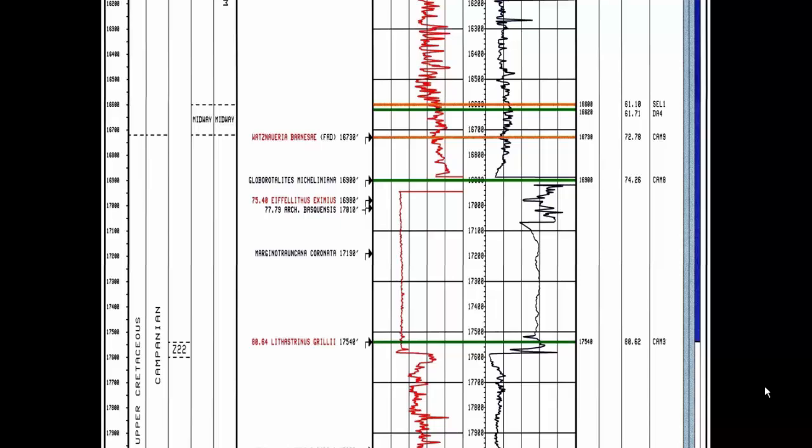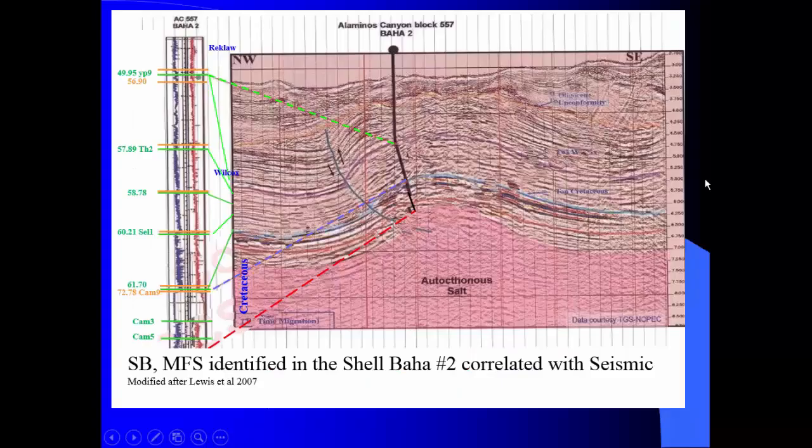And that's what the Chicxulub sediments look like on a well log. So this is our first interpretation before we realized they were Chicxulub sediments. Going to go over into the seismic then for the maximum flooding surfaces.